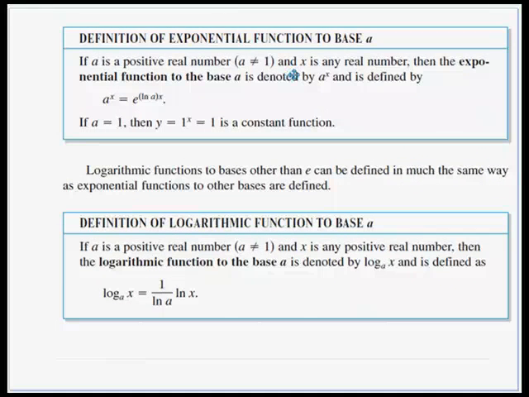If a is a positive real number not equal to 1, and x, the exponent, is any real number, then the exponential function to base a, denoted a to the x, is defined this way. A to the x is e raised to the ln of a times x power. If a is 1, then y equals 1 to the x is equal to 1, just a constant function.